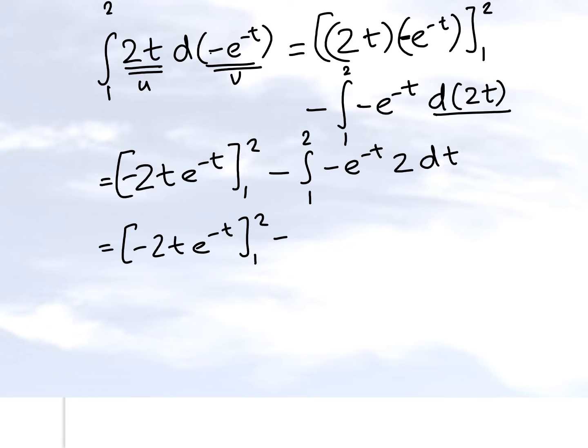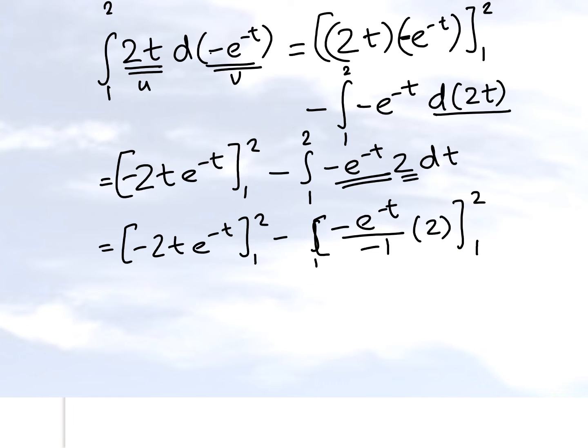And now if we look at this one, we get plus, if we integrate this one right here, minus e to the power minus t divided by minus 1 times 2 from 1 to 2, because 2 is constant, so we don't need to worry about that one. We could have taken that outside, but the integral of minus e to the power minus t will be minus e to the power minus t divided by minus 1 here.